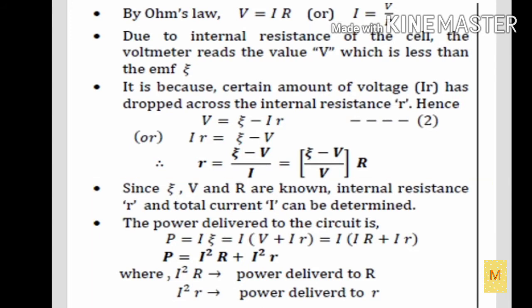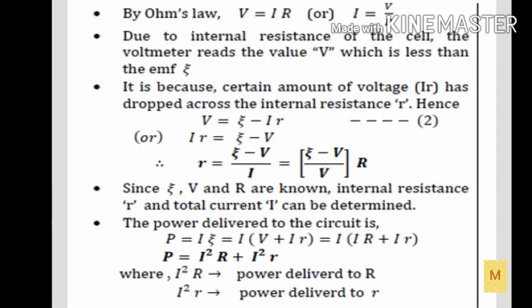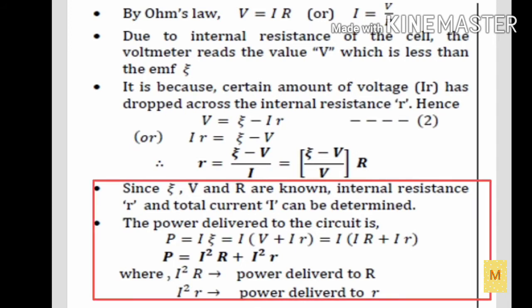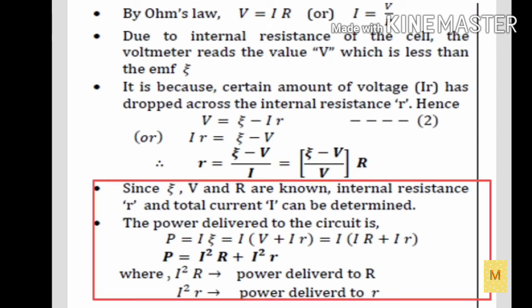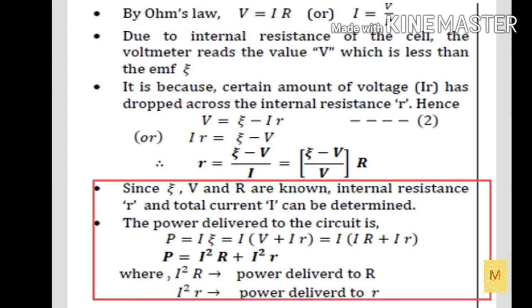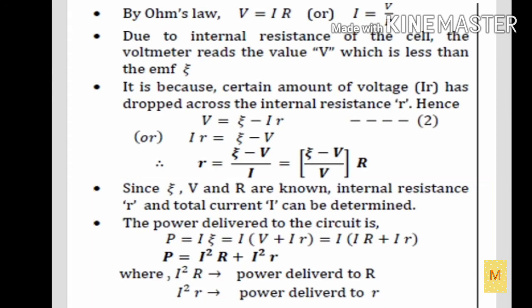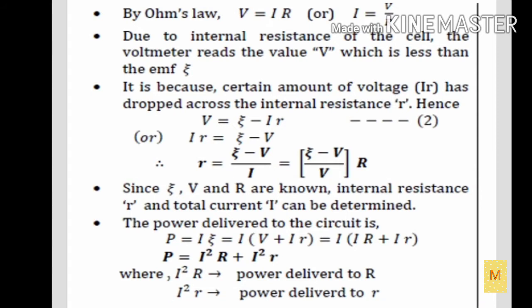The power delivered to the circuit is calculated by the equation P is equal to I into psi, which is equal to I into V plus Ir, which is equal to I into IR plus I into Ir. Hence, P is equal to I squared into capital R plus I squared into small r. Here, I squared into capital R represents the power delivered to the resistor capital R, and I squared into small r represents the power delivered to the resistor small r.